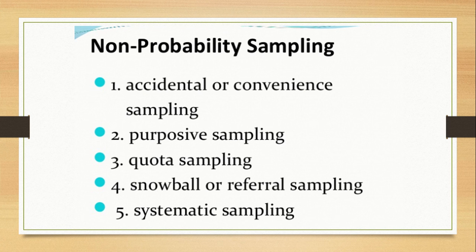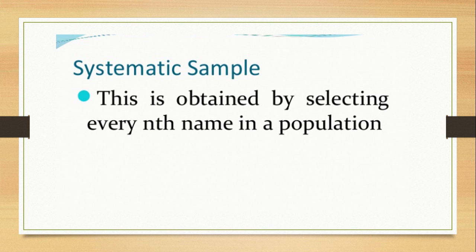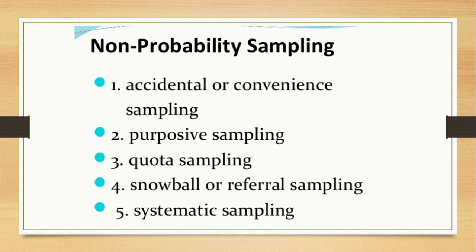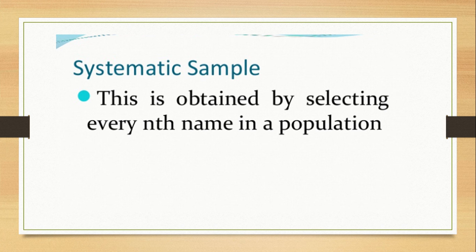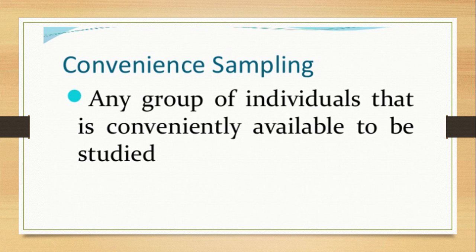Then for non-probability sampling, we have what we call accidental or convenience sampling. We have purposive sampling, quota sampling, snowball or referral sampling, and systematic sampling. For the systematic sample, this is obtained by selecting every nth name in a population. Then for convenience sampling, this is obtained by selecting any group of individuals that is conveniently available to be studied. So that is what we call convenience sampling.